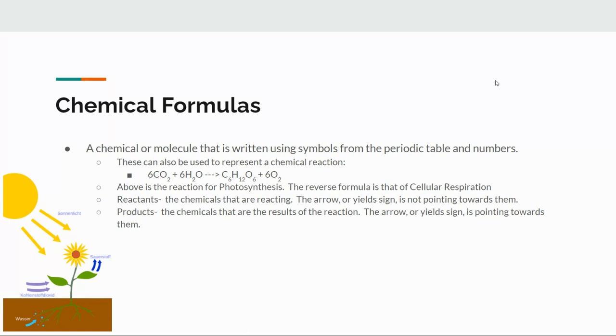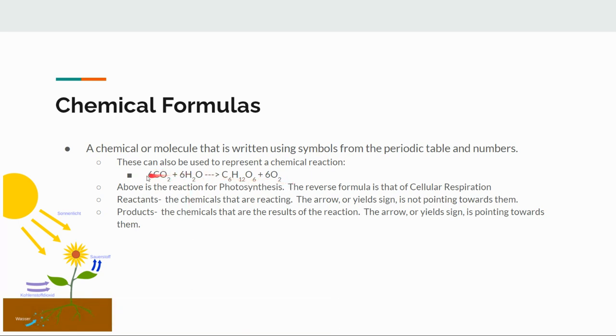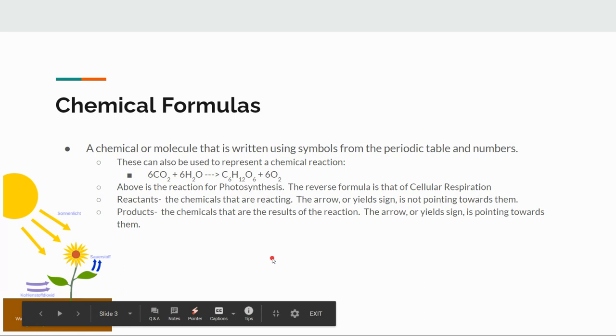So chemical formulas: a chemical or molecule that is written using symbols from the periodic table and numbers. These can also be used to represent chemical equations. So if we look here, this is what we would call a chemical equation, okay? This is the chemical equation for photosynthesis, which we'll deal a lot with in this class. And the reversal, or if this reaction was to go the other way, it would be the formula for cellular respiration.